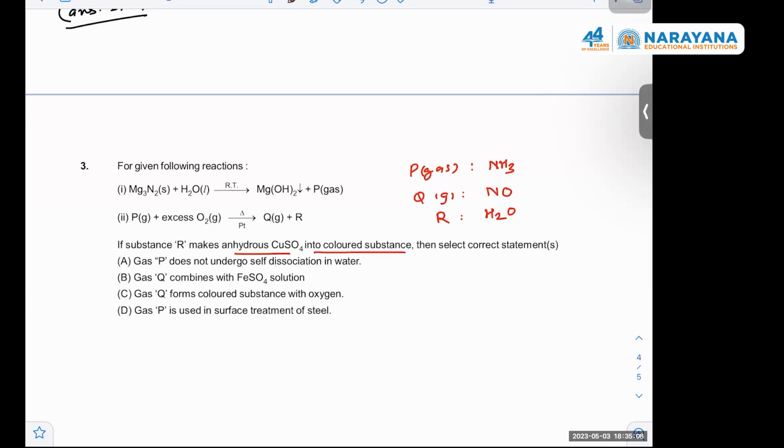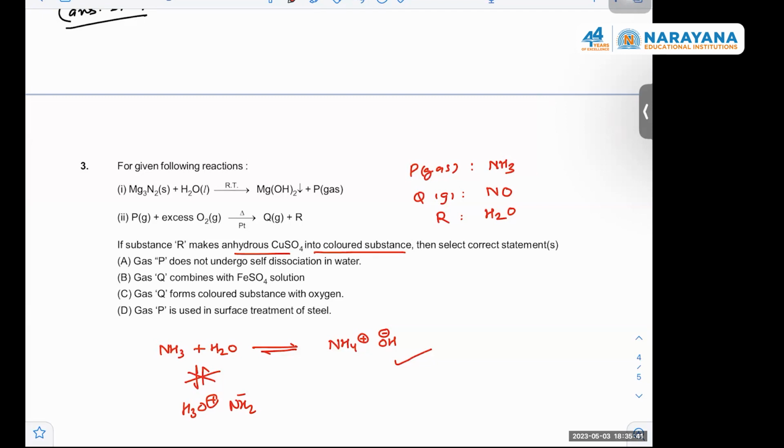Gas P doesn't undergo self-dissociation in water. Ammonia in water does not dissociate; rather, it takes H plus from water and forms ammonium hydroxide. So it is not undergoing any dissociation. Dissociation would mean forming H3O plus and NH2 minus. It is not forming this. It is forming ammonium hydroxide.